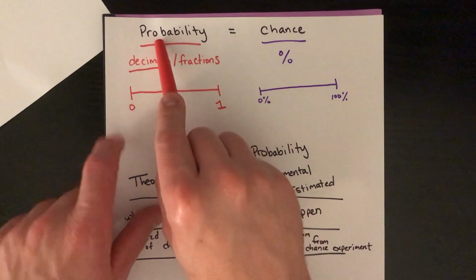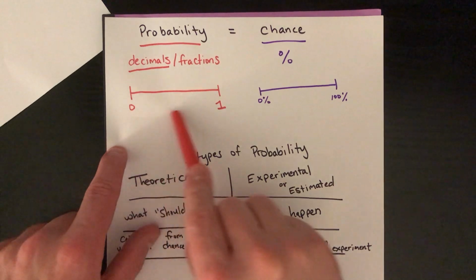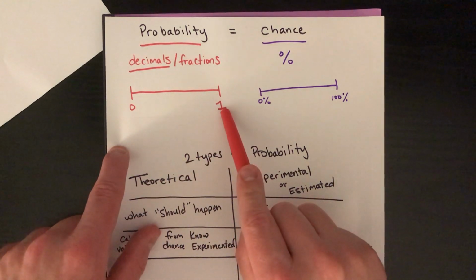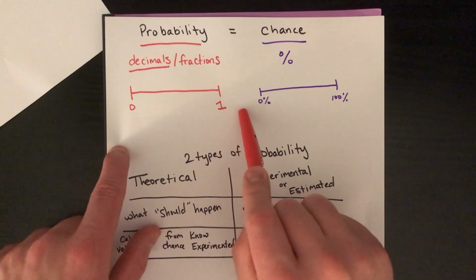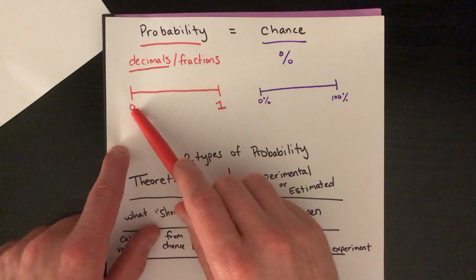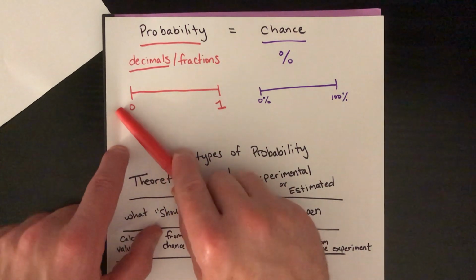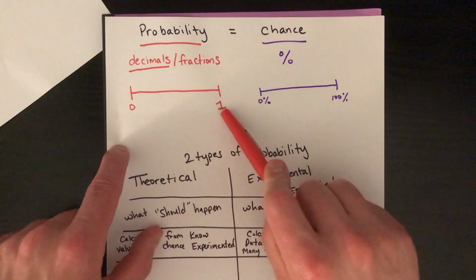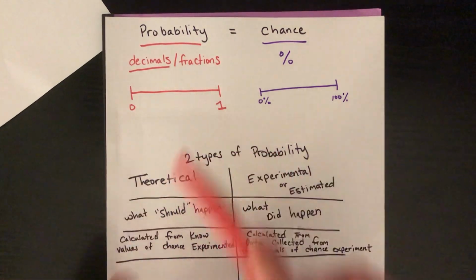So probabilities are always represented as numbers between 0 and 1. If you got a number over 1, you're messing up. You shouldn't have that with probabilities. And if you have a negative number or something less than 0, you're messing up as well. Everything should be a decimal or a fraction running between 0 and 1.